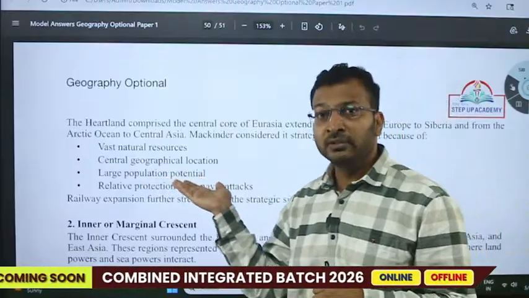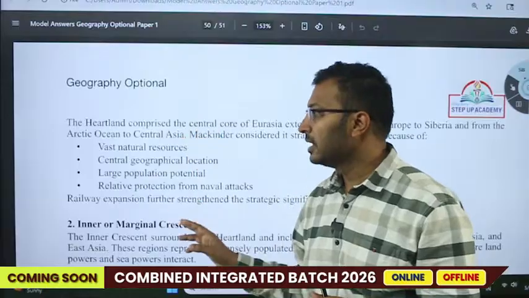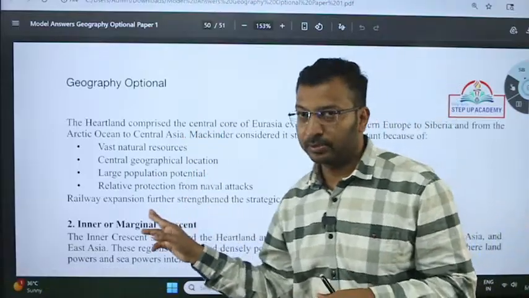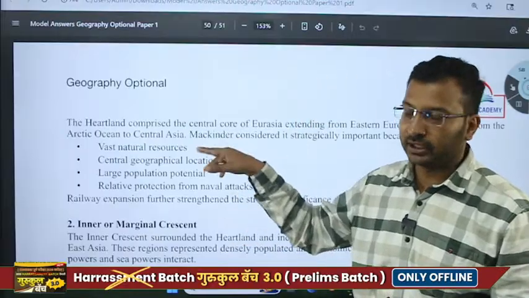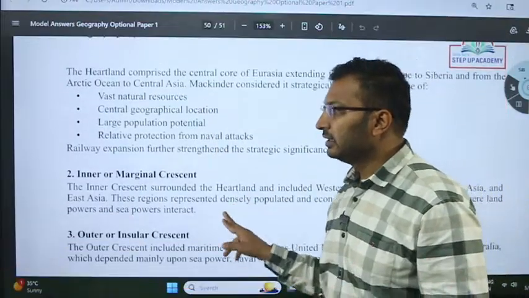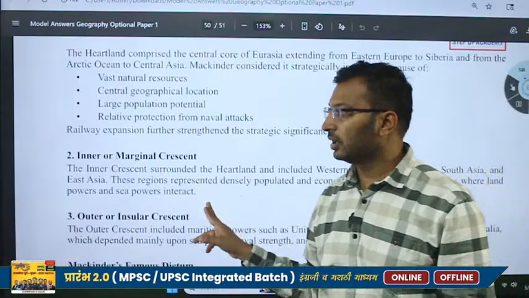So in the near future, after 30-40 years, you will find that this area will definitely be highly densely populated. So large population potential and relative protection from naval attack. Naval attack which was dominant, so protected from the naval attack. Then he talked about the second region surrounding this area, that is the inner or the marginal crescent.